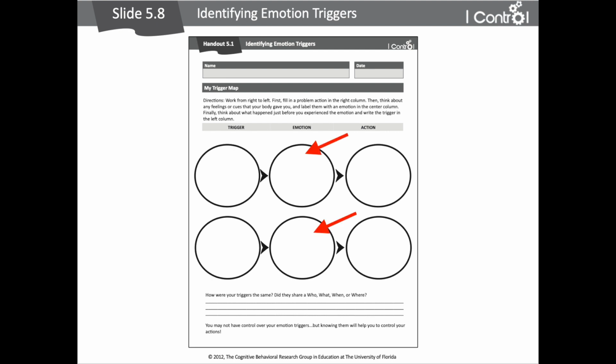Next, think about what triggered that emotion. Try to remember what you were feeling and thinking before the behavior occurred, and why you had those feelings. Think about who was involved and what the situation was, when and where it happened. Asking yourself who, what, when, and where gives you clues to help you identify your triggers. Pause the video while you fill in the map. When you're done, press play.